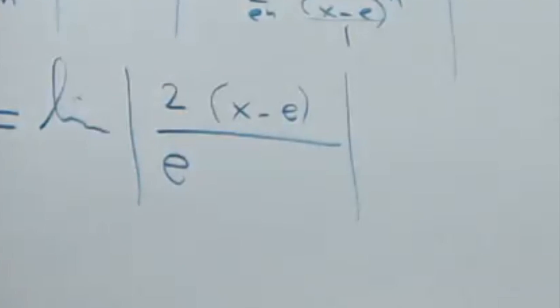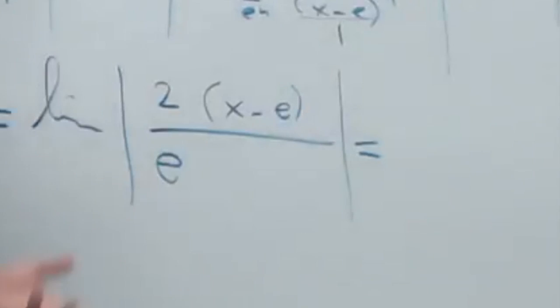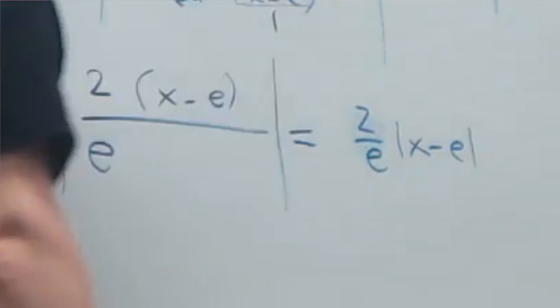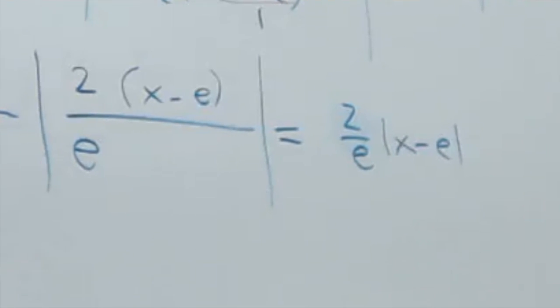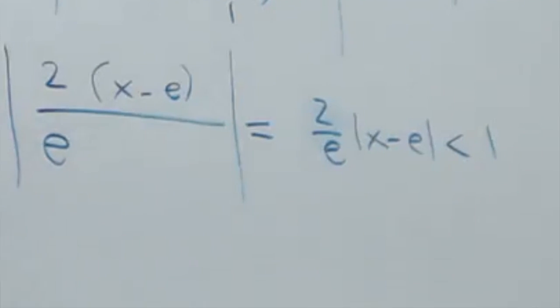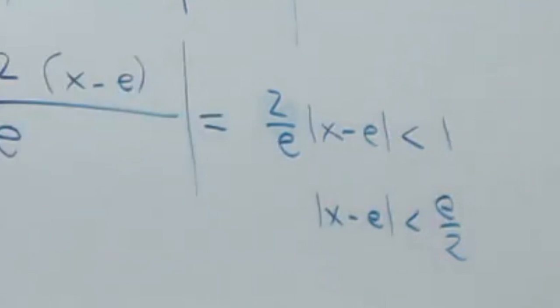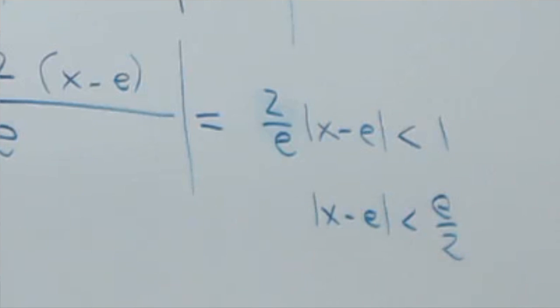And if x is regarded as a constant, then this limit is actually independent of that, isn't it? So it is what it is. It's 2 over e times the absolute value of x minus e. And in order for this power series to converge, this would have to be less than 1. And so as an inequality, what we're basically saying is that the absolute value of x minus e must be less than e over 2.